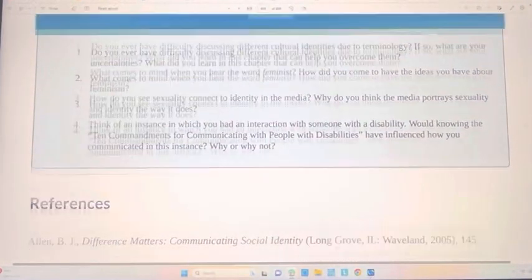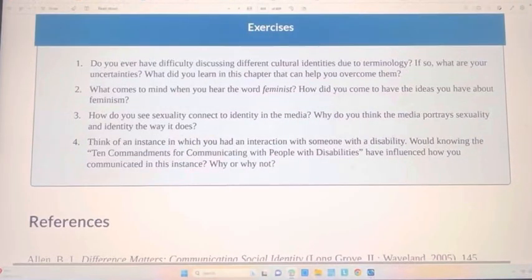And there are 4 exercises. Number 1, do you ever have difficulty discussing different cultural identities due to terminology? If so, what are your uncertainties? What did you learn in this chapter that can help you overcome them? Number 2, what comes to mind when you hear the word feminist? How did you come to have the ideas you have about feminism? Number 3, how do you see sexuality connect to identity in the media? Why do you think the media portrays sexuality and identity the way it does?